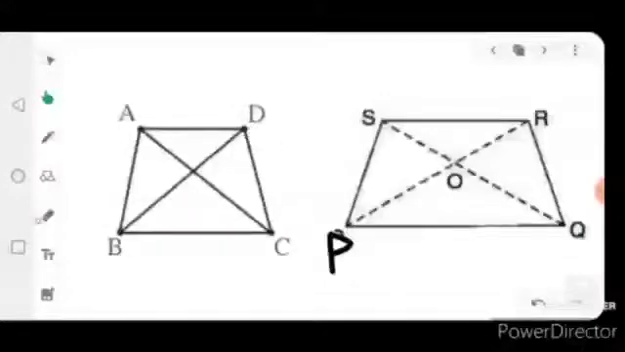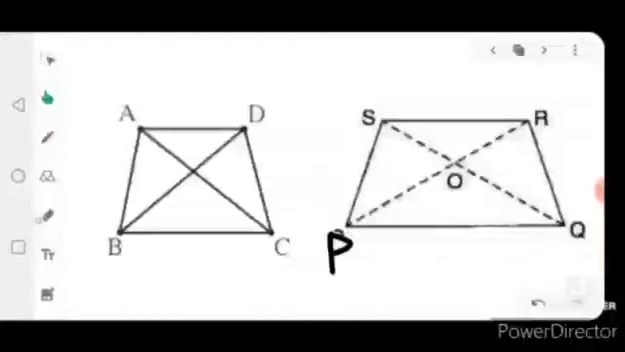Again BD, which connects two angles, B and D. So this BD is also a diagonal of the quadrilateral. Now again in this example, SQ, this line segment which joins two angles, S and Q, is a diagonal. Then again PR, that segment PR joins angle P and angle R, so this is also a diagonal of quadrilateral PQRS. So likewise here we can identify the diagonals also.